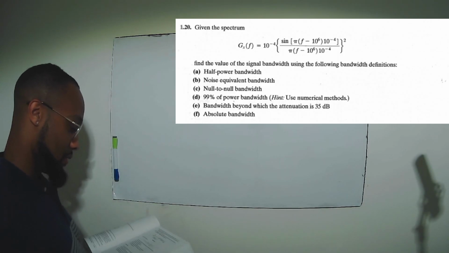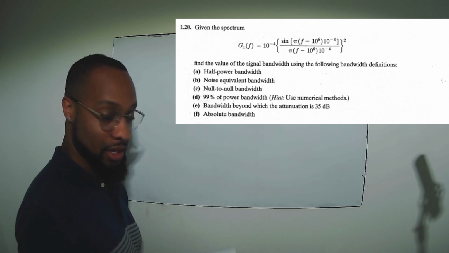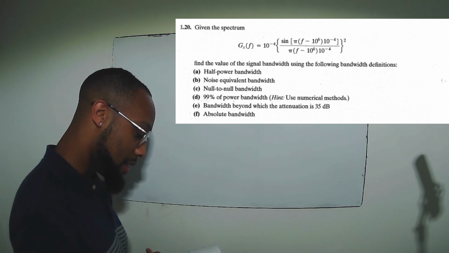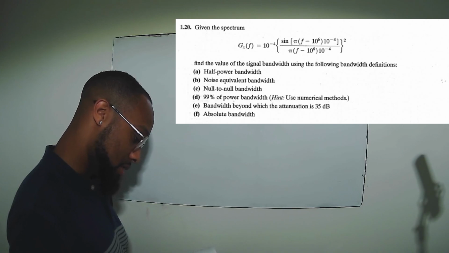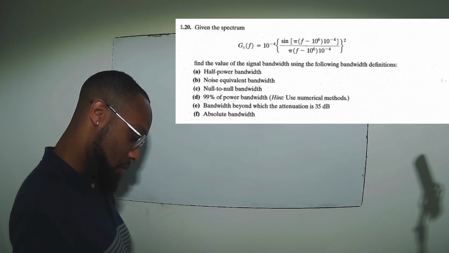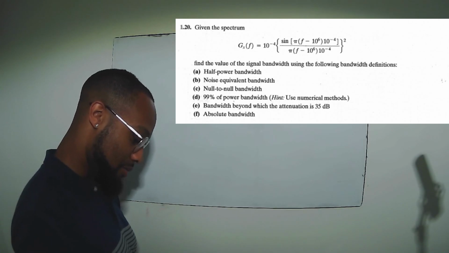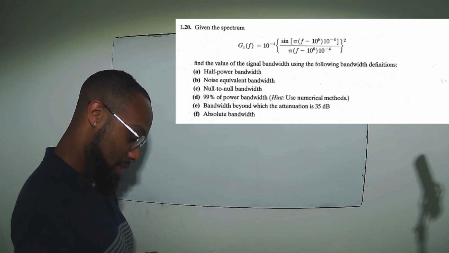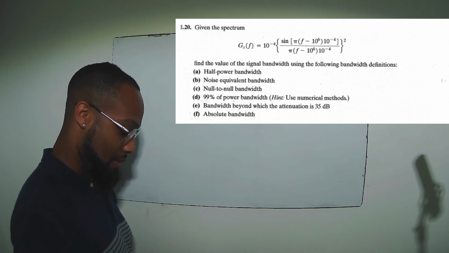Anyway, let's go to problem 1.20. So it says, given the spectrum Gx of f, and G of x is a sinc function, find the value of the signal bandwidth using the following bandwidth definitions: half power bandwidth, noise equivalent bandwidth, null-to-null bandwidth, 99% of power bandwidth, bandwidth beyond which attenuation is 35 dB, and absolute bandwidth.